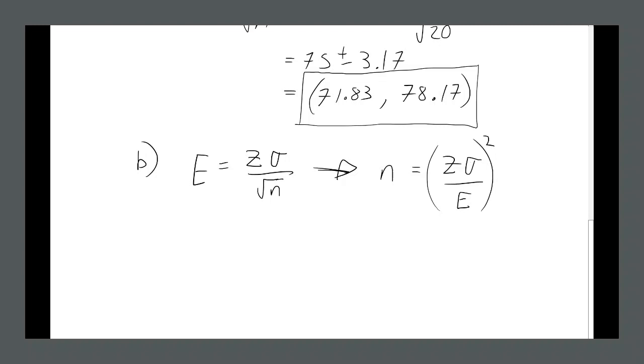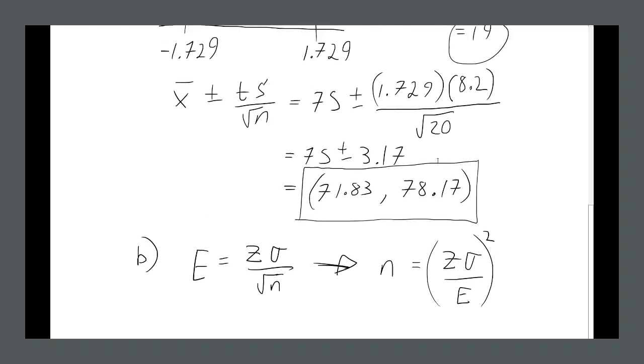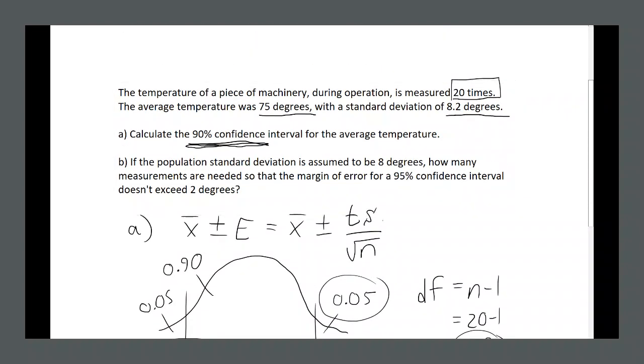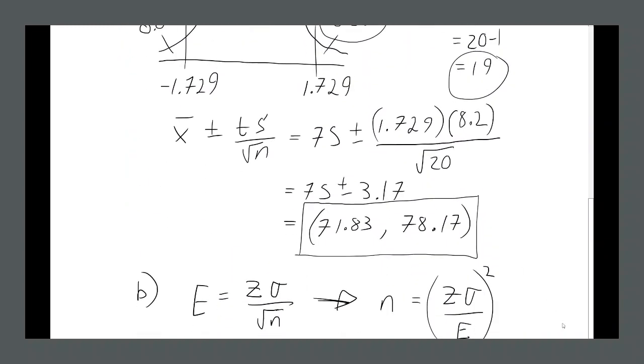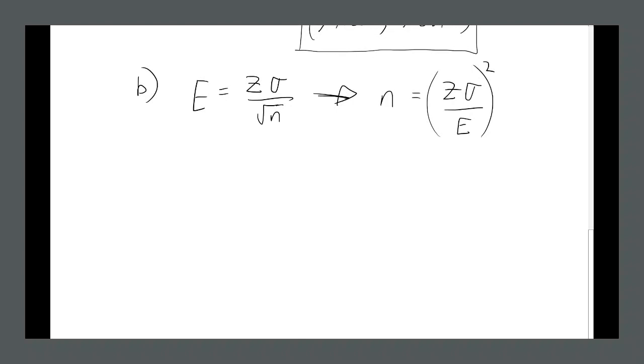Now, in this equation, the only thing we're not given is Z. We're told the population standard deviation is assumed to be 8 degrees. We're told the margin of error must not exceed 2 degrees. So we just need to find the Z value, knowing that we're looking for a 95% confidence interval. Because we're looking for a critical Z value, we don't need to know the degrees of freedom.